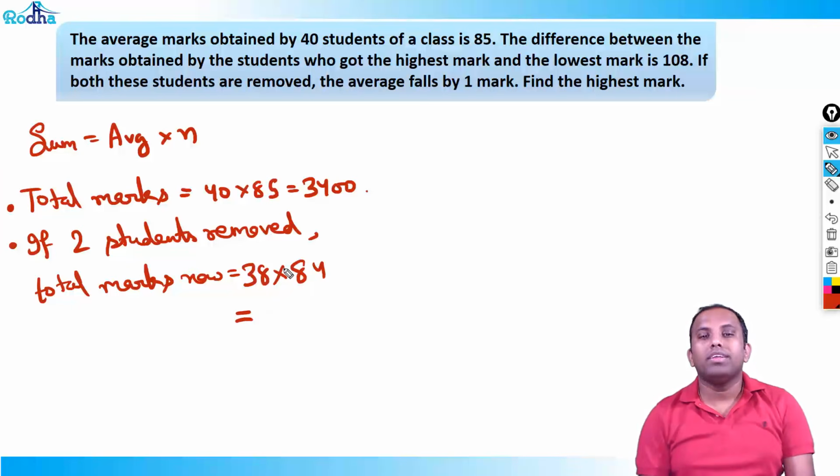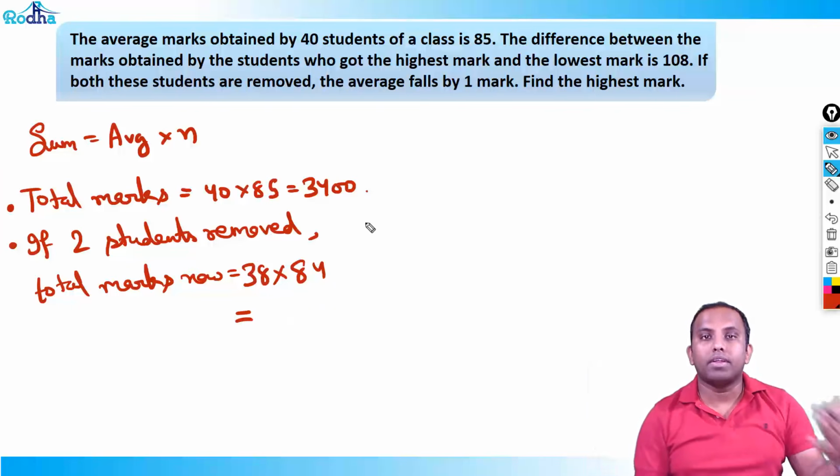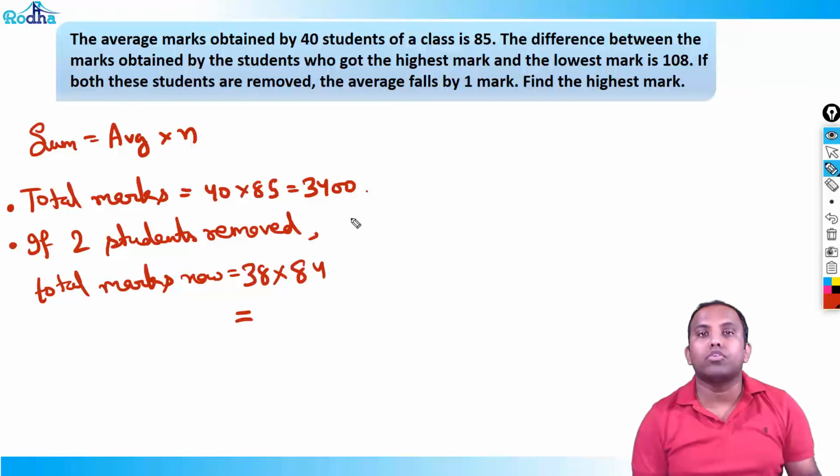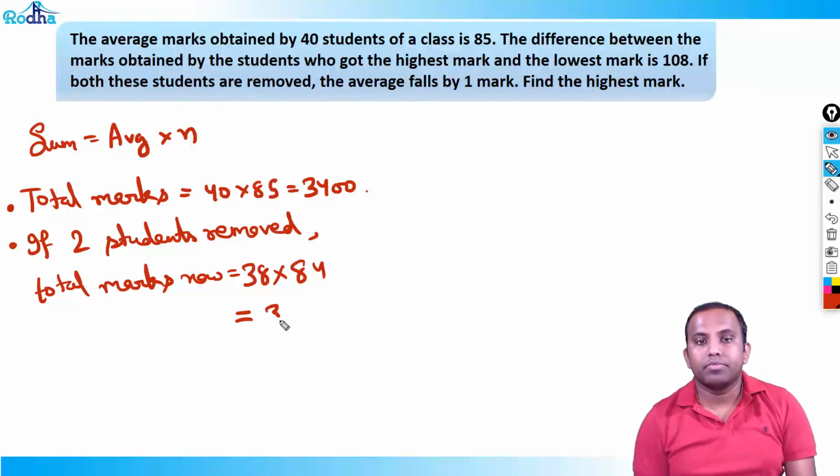Again, easy to calculate, right? 38 into 84: you can actually do 38 into 80. 38 double is 76, double is 152, double is 304. That is 8 times, double, double, and double. So 38 into 80 is 3040. 38 into 80 plus 38 into 4, that is 152. So 3040 plus 152 is 3192.